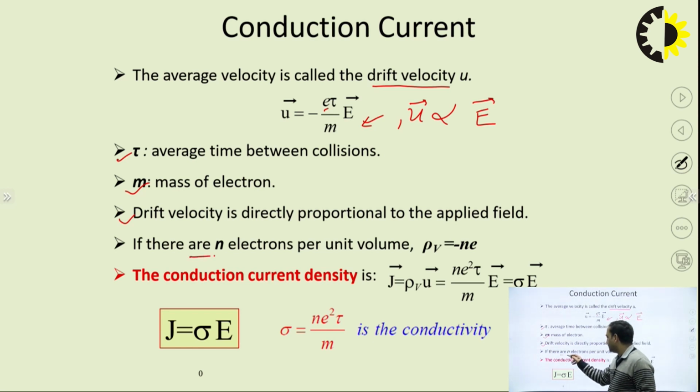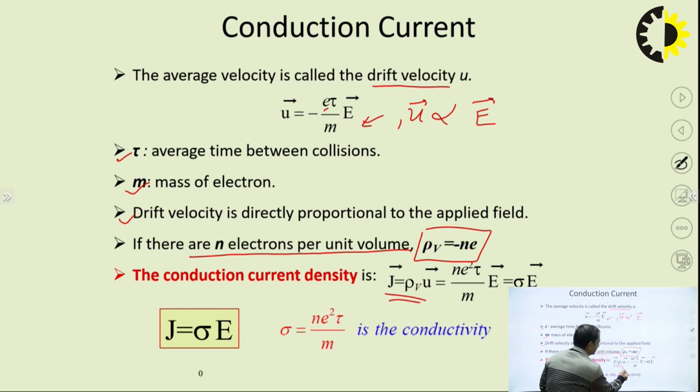Here if we have n electrons per unit volume, then ρ_v will be equal to minus n into e. We know the formula which we derived for the convection current, a general formula where we can put the values of ρ_v and U. ρ_v is nothing but minus n e. What is the meaning of this ρ_v? This is the total charge present in the given volume. If n charges are present in the volume and each electron has charge e, this is minus n e, the total charge density.